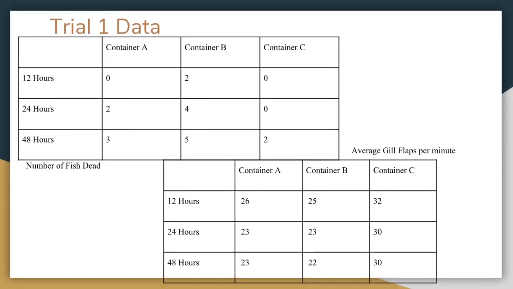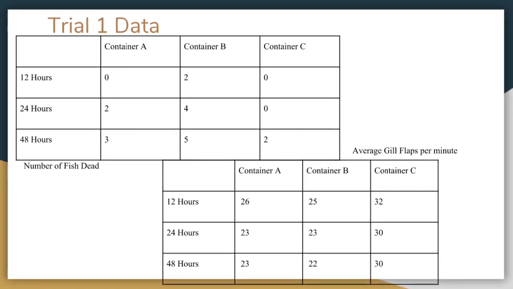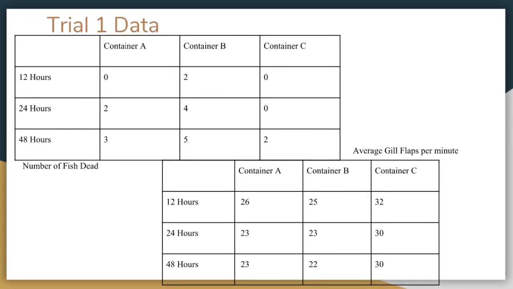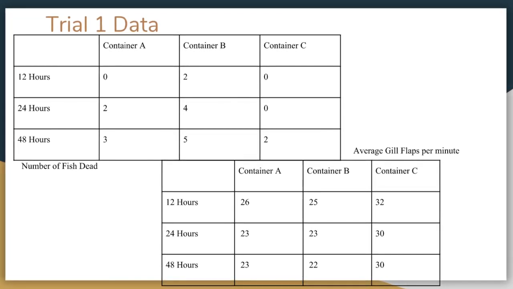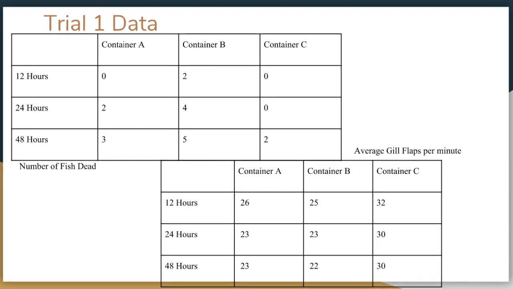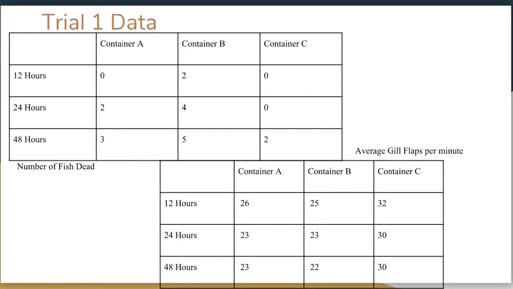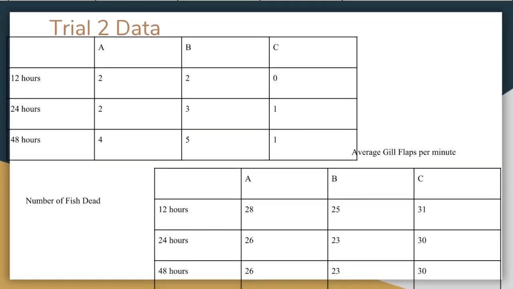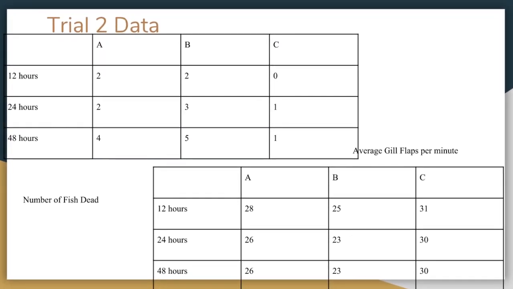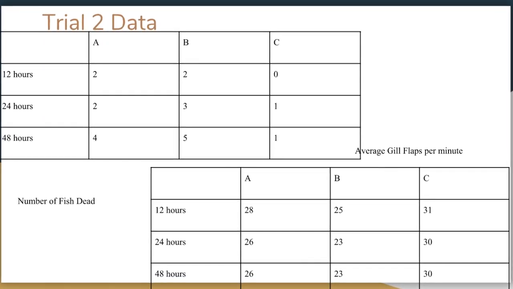I measured the number of fish dead, and I also measured the average gill flaps per minute, and the trend showed that the more acidic pHs caused more deaths over time, and it also lowered the average gill flaps per minute over time. On my second trial, my trends followed almost exactly the same, and I expected this because I didn't change anything else about the experiment.